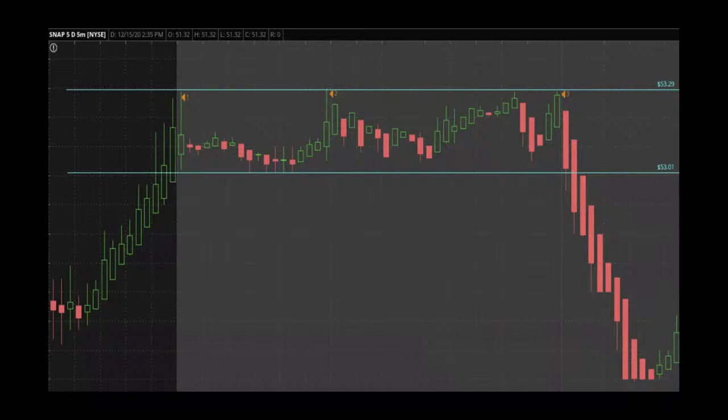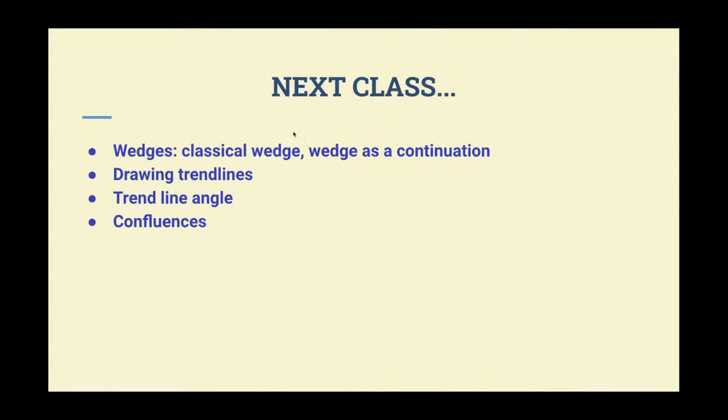So next class, we're going to study the wedge. Wedges are similar to triangles. We're going to go through a classical wedge, and we're going to see how we can use a wedge as a continuation pattern. We're going to go into trend lines. So this is going to be fun. This is one of my favorite things to do. We're going to go into trend line angles and how to do confluence. So that's going to be for next class. You guys have any questions before Kian continues?